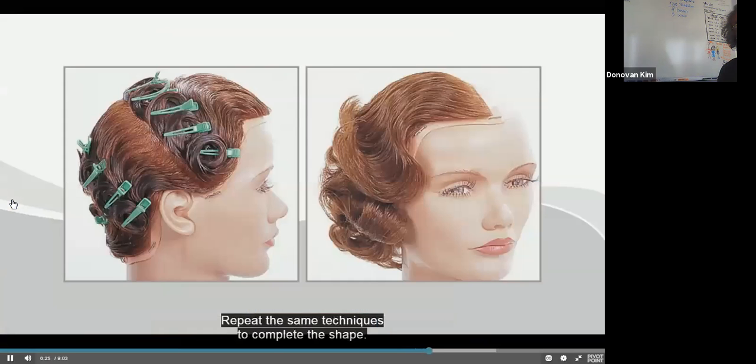A wave pattern that combines finger waves and flat pin curls is called a skip wave. Skip waves consist of alternating oblongs connected by a ridge. One oblong is molded and the other is set with pin curls or rollers.